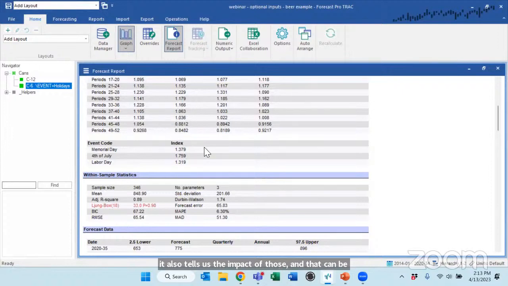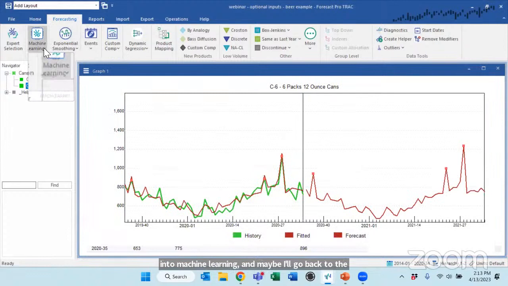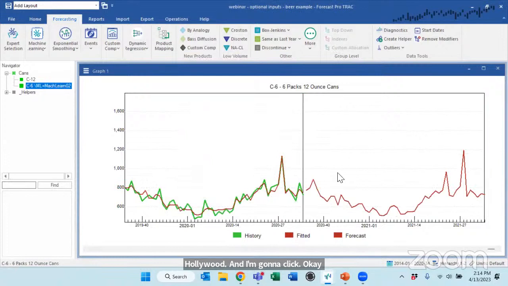Now, on our little matrix chart that I showed previously, we mentioned that machine learning can also support event schedules. So let's see how that works. I'm going to go to the forecasting tab and go into machine learning, and go into manage. This is a dialog box to help you fit a machine learning model. It supports events as multiple inputs. It supports explanatory variables. I'm going to turn on this event schedule holidays, and I'm going to click OK. And this has built a machine learning model that uses both the historic data as well as that event schedule. I'm going to look at the forecast report for this one.